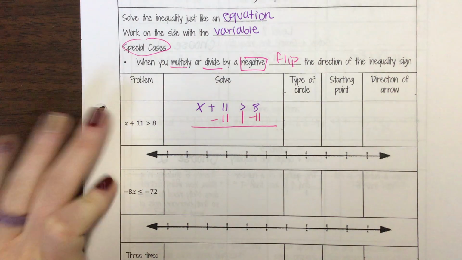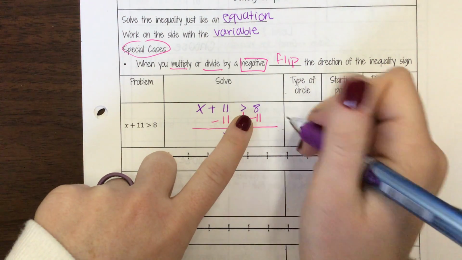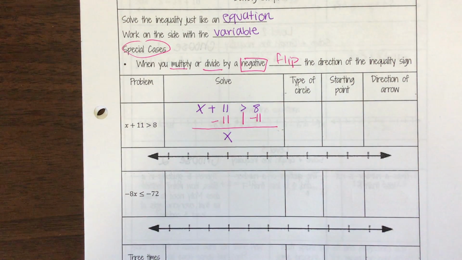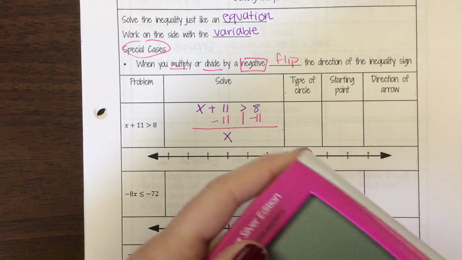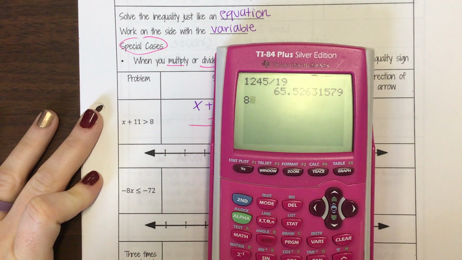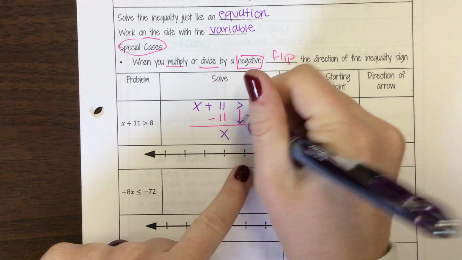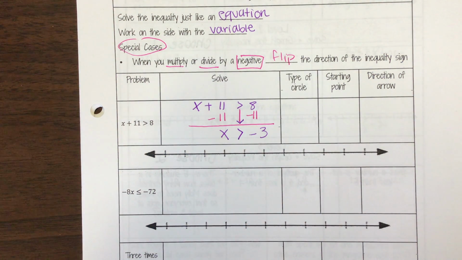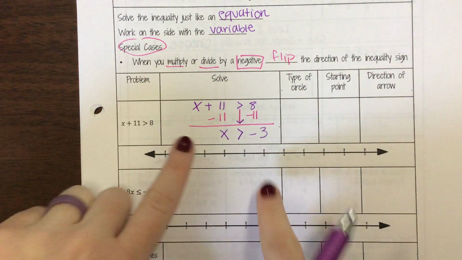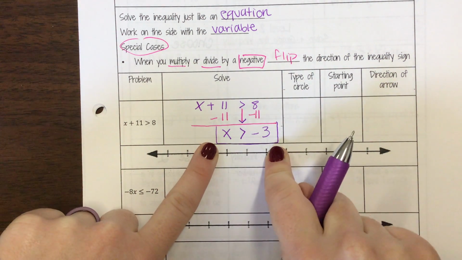Okay. So then on the right, I'm just left with an x. Then 8 minus 11 is negative 3. You are allowed to use a calculator. Right? So 8 minus 11, negative 3. And then our symbol is going to stay the same. We didn't multiply or divide by any negatives, so we're good there. So after I solve my inequality, this is my answer. Okay?